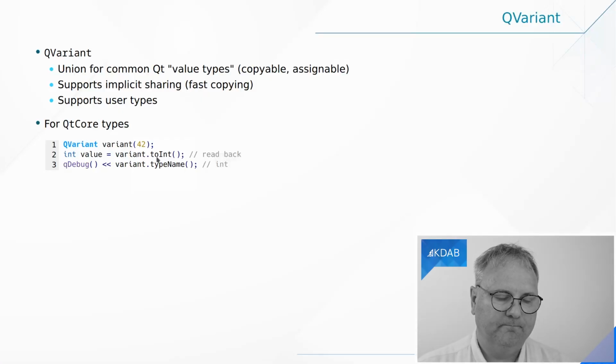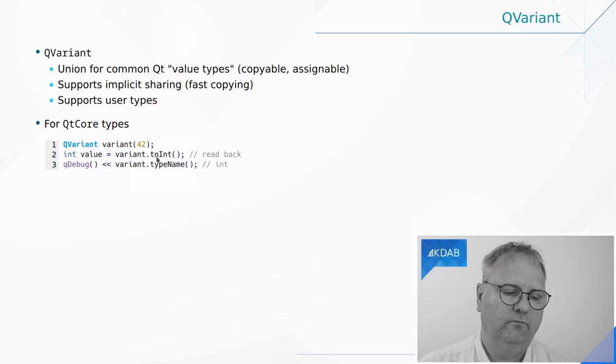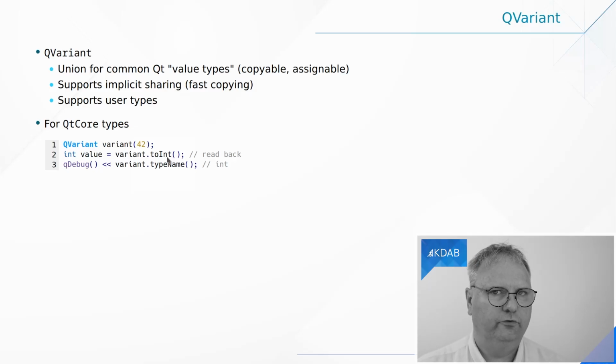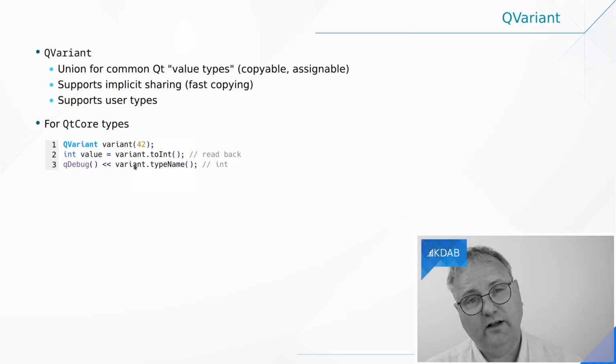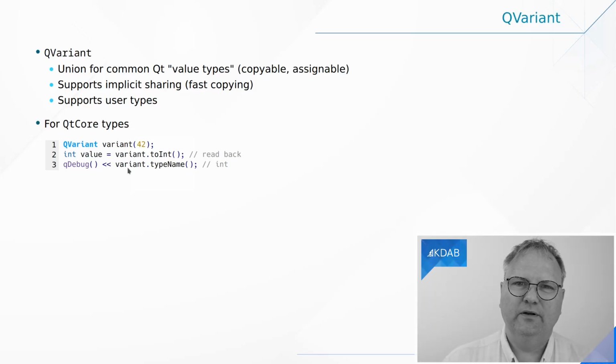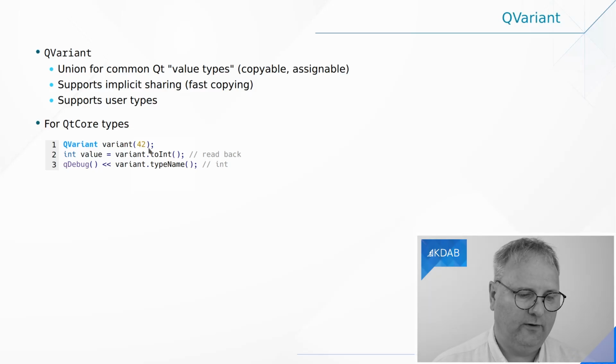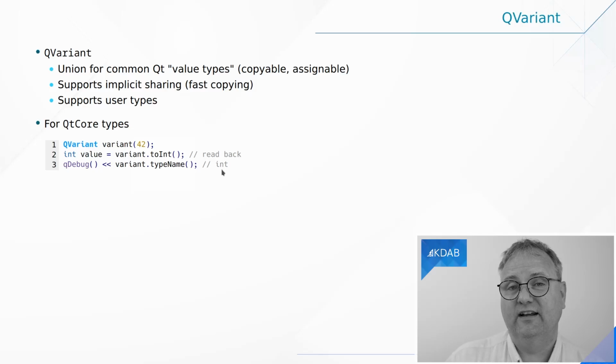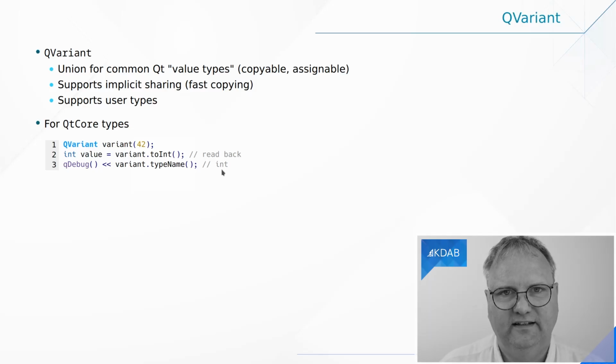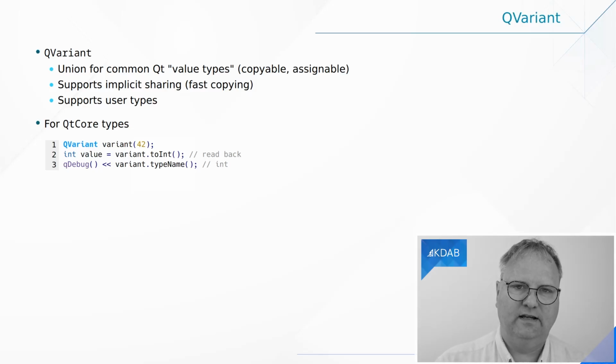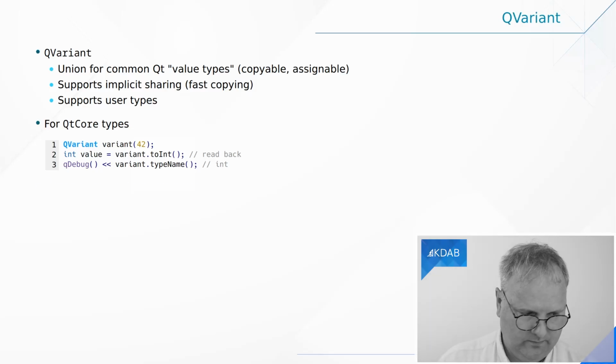I can get my value out again with a number of toInt, toString, toDouble, toRect, and so on, and I'll get my data out. And I can go and ask my variant, what data type do you have in there? And the variant will say, well, I have an int, as a string, int. Those are the classes that are supported out of the box with Qt.